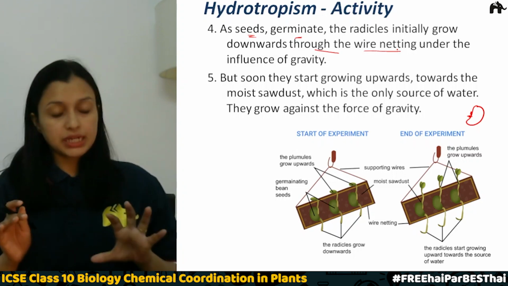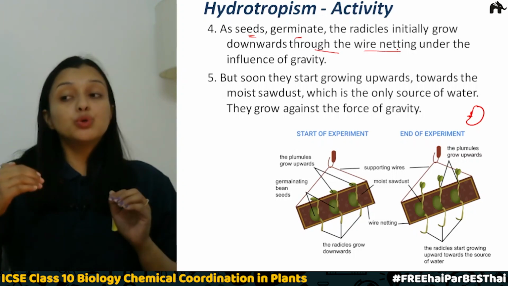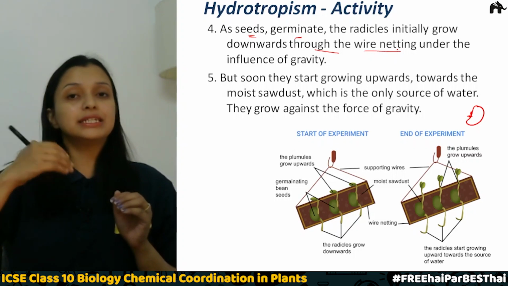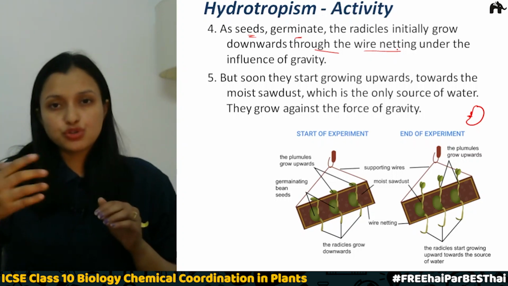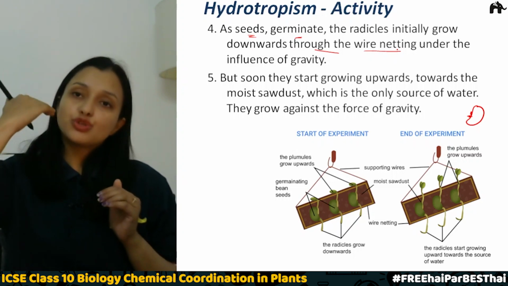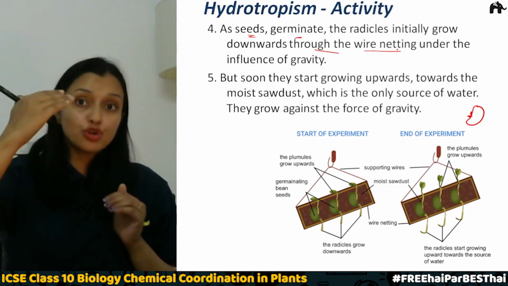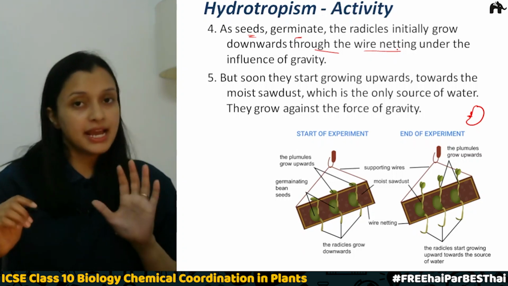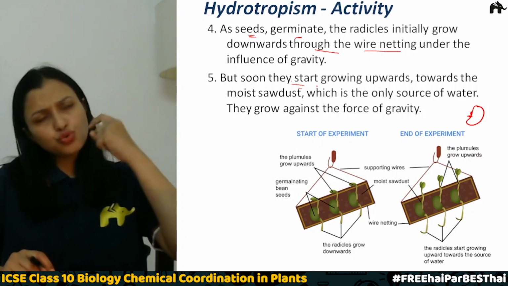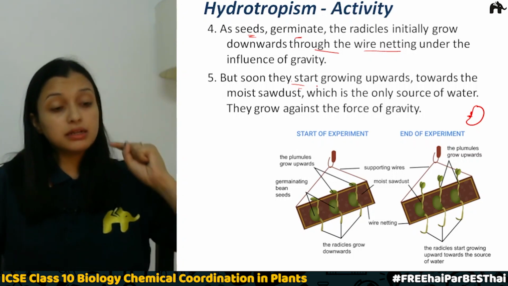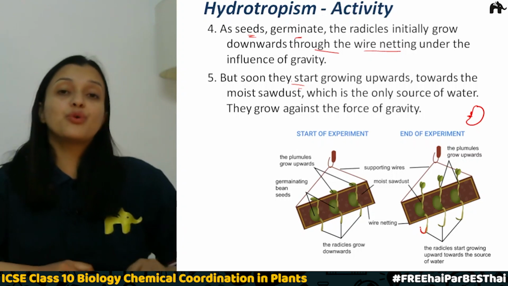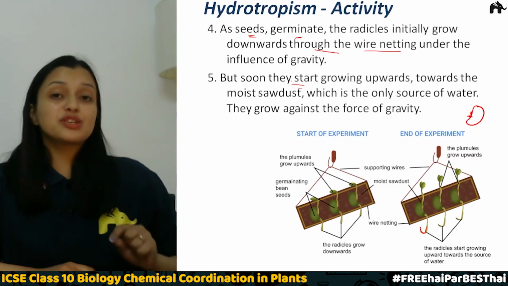wire netting. Clear? And now the plumule will grow upward, because the plumule will give rise to shoots and it is negatively geotropic, so it will move away from gravity, and it is positively phototropic, so it will move towards the light. Clear? But soon what we will observe is that the shoots are growing upward only, but the radicle has turned and has also started going upward. So this was the observation.